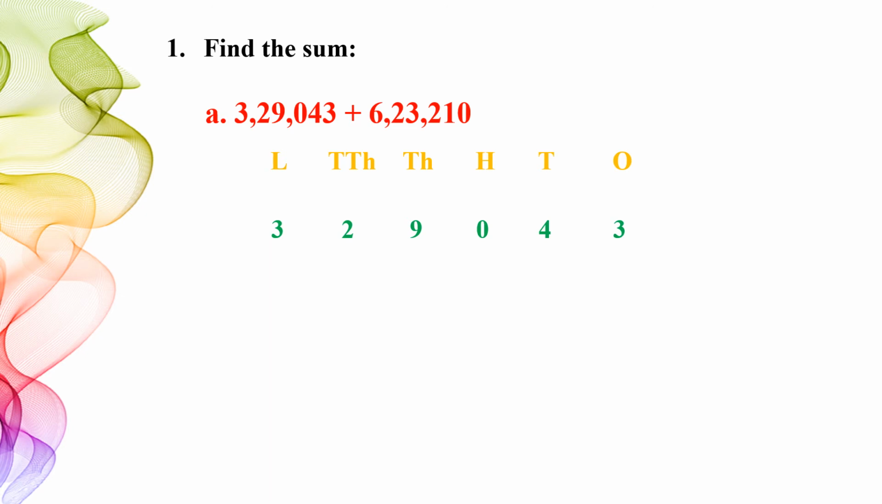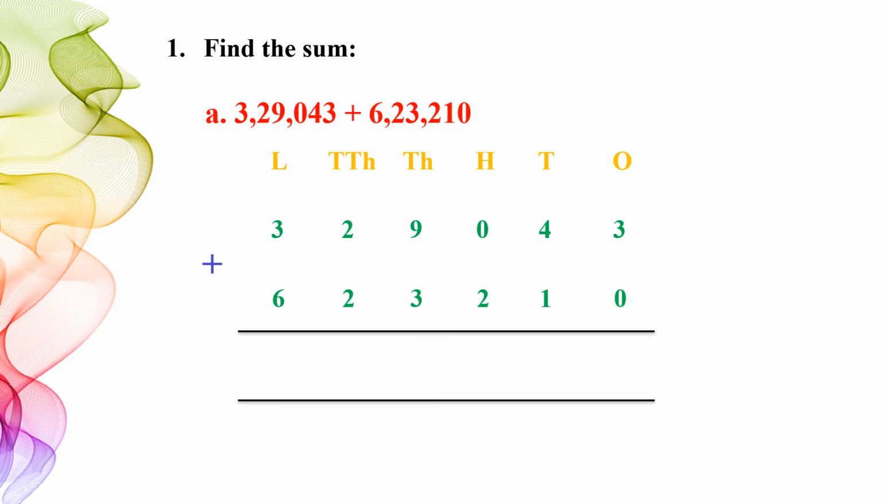Similarly, write the second number, 6,23,210. In ones place we have 0. Tens we have 1. Hundreds place we have 2. Thousands place we have 3. 10,000 place we have 2. And lakh period we have 6. Now we need to perform the addition operation.